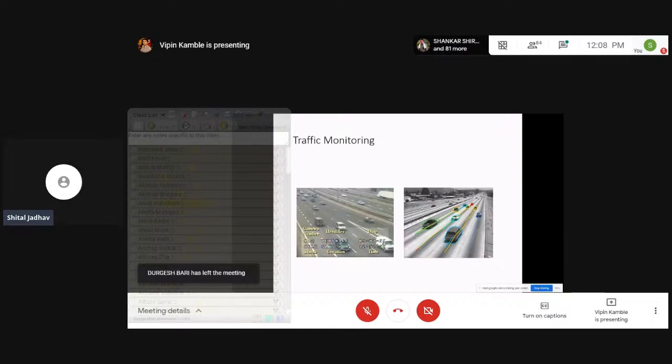Then you have traffic monitoring systems, again an image processing based application, and some of you can also try an adaptive traffic signal.